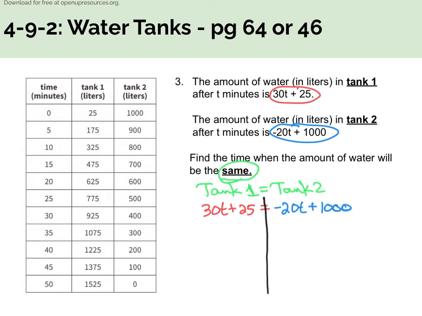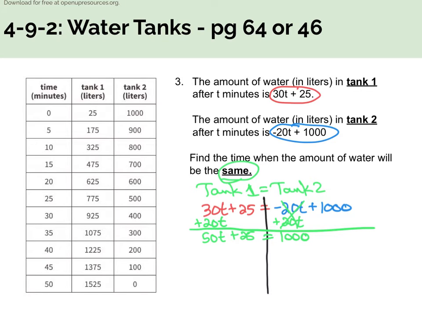So that means I want to take this negative 20t and put it over here. If that's a negative 20t, and I want to make it 0, I want to add 20t, or give positive 20t's, to both sides of the equation. 30t plus 20t is 50t. We still have plus 25. Positive and negative 20s make a 0. And I still have the 1,000.